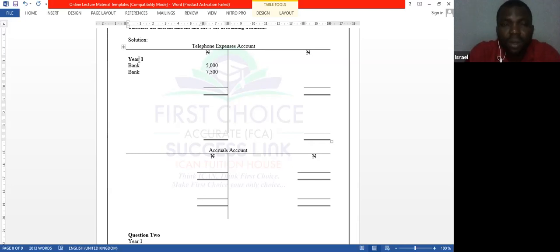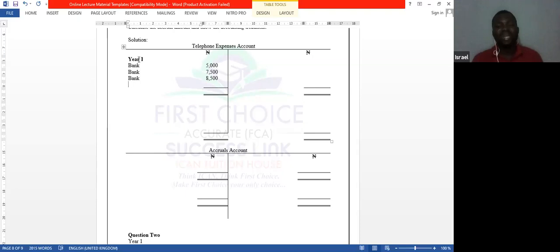For October as well, they give us what? Another one, the bank also pays for another one, which is 8,500. Now, the next October bill was brought in January of year two. But they have enjoyed the value, they have enjoyed the service of that telephone in November and December, which is in year one.